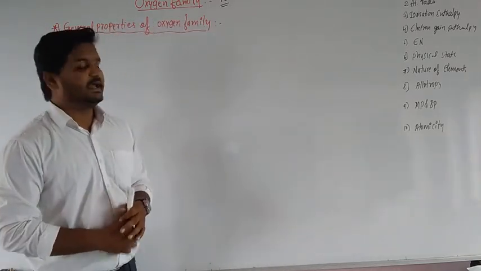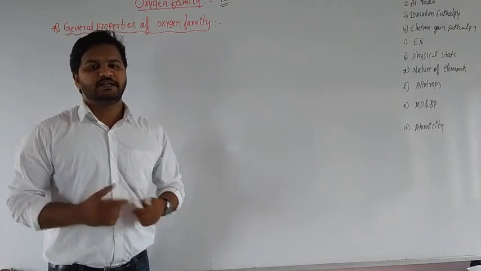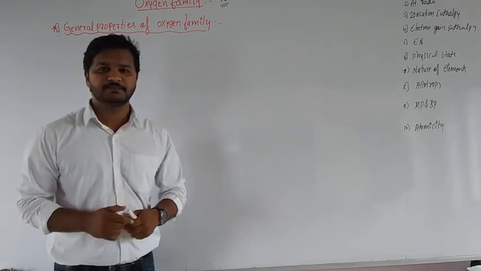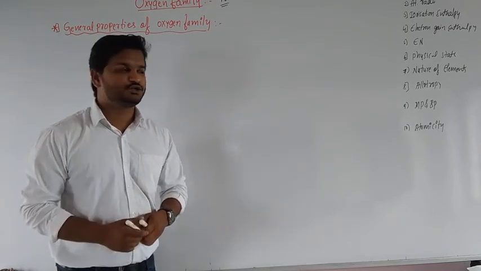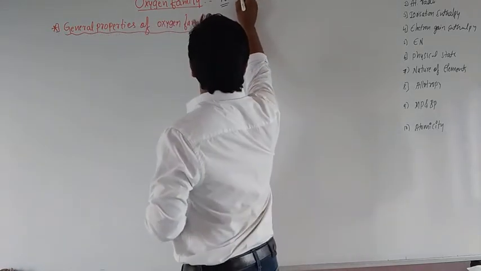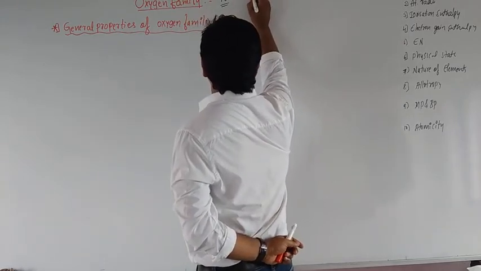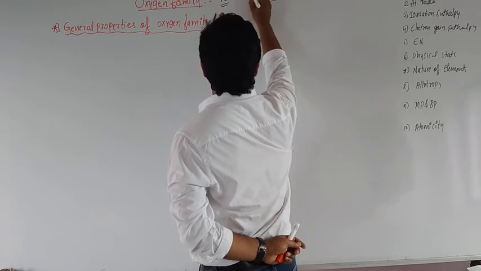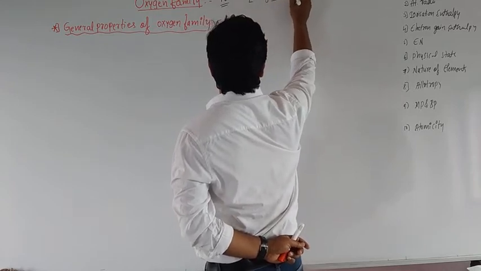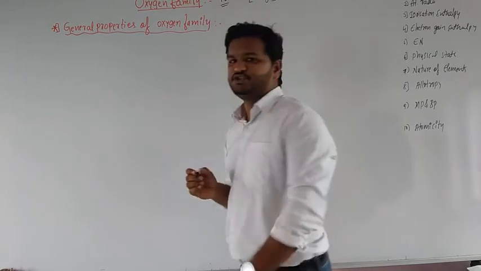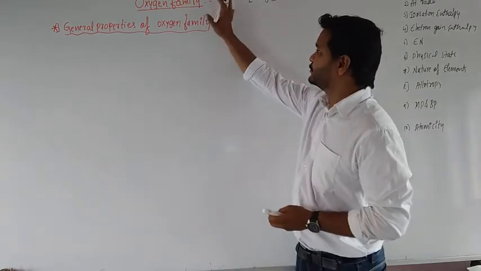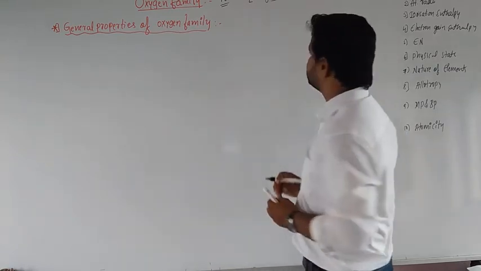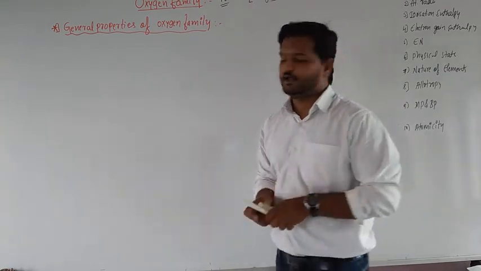First one, students, electronic configuration. What is the general electronic configuration of group 16 family members? Noble gas ns2 np4. This is the general electronic configuration of group 16 or the oxygen family. And next, students, atomic radii and ionic radii.